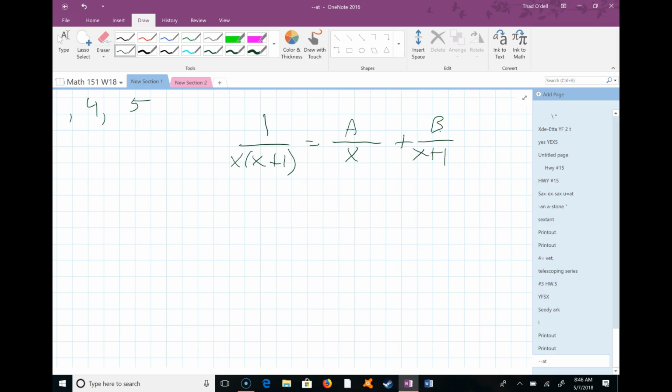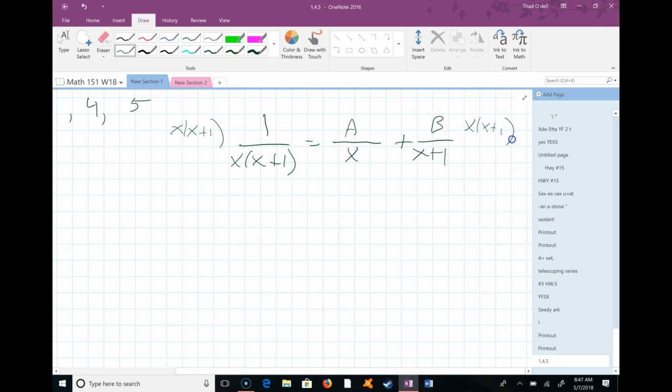Okay, so now we've written an equation that we need to solve for a and b. And of course, anytime I see fractions, I call for the superhero fraction bus stop. In other words, I just multiply the entire equation by the common denominator. In this case, the common denominator is x times x plus 1, so I'm going to multiply everything by x times x plus 1.